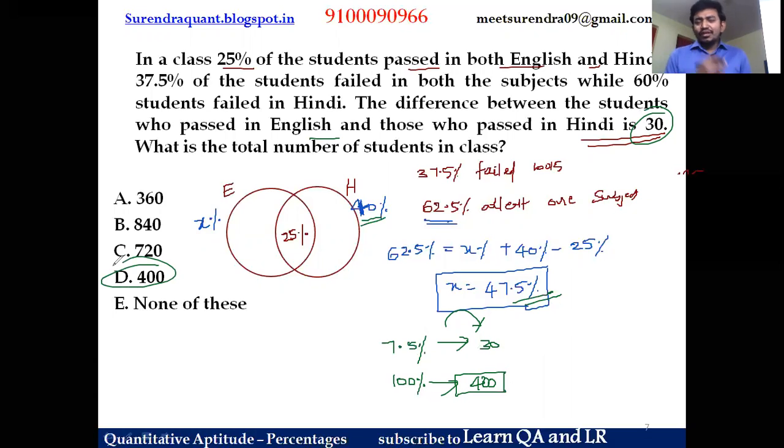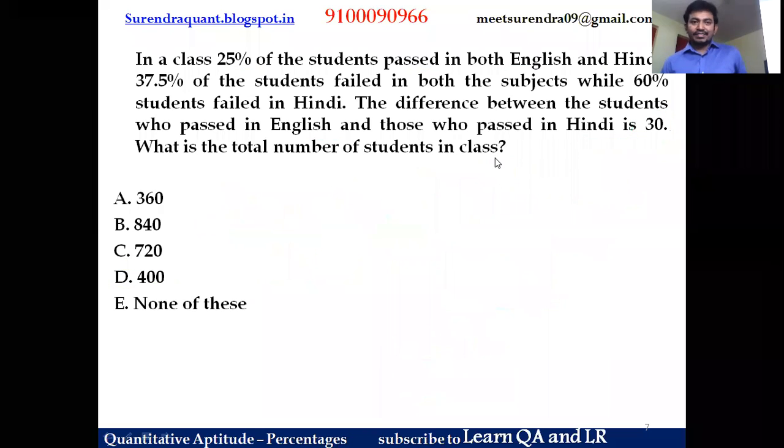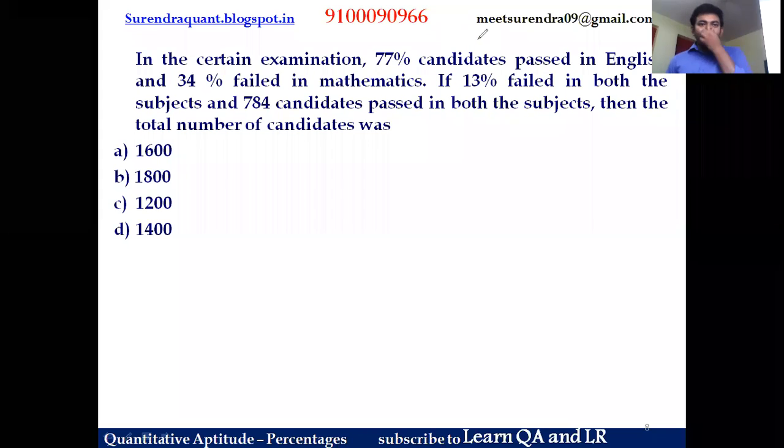So the question seems to be very lengthy and a variety of data is given. It is very simple once you have the grip on the concept. Okay, let us continue with the next question. Now, in an examination, 77% candidates passed in English and 34% failed in math. If 13% failed in both subjects and 784 passed in both subjects, find the total number of students.